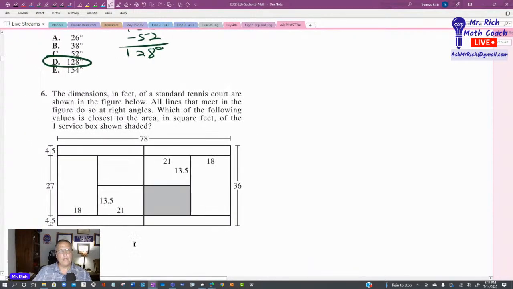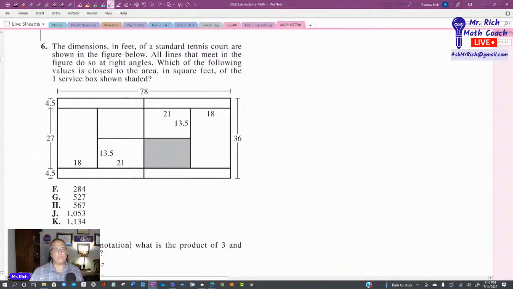Number 6, the dimensions in feet of a standard tennis court are shown in the figure below. All lines that meet in the figure do so at right angles. Which of the following values is closer to the area in square feet of the one service box shown shaded? Okay, so I got to figure out my dimensions here. Oh my gosh. So I got to find out this dimension. How am I going to do that?